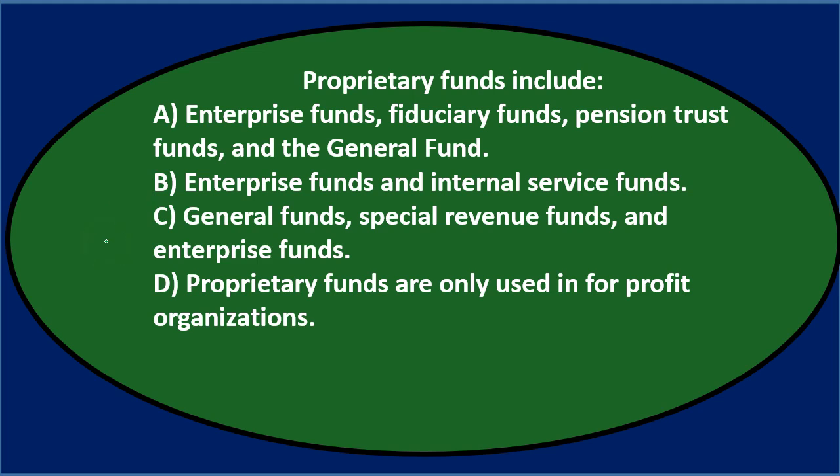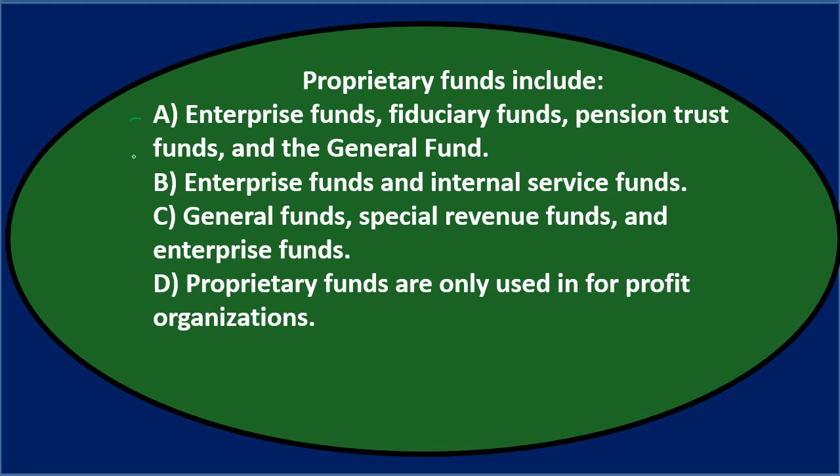Next question. Proprietary funds include either A, enterprise fund, fiduciary funds, pension trust funds, and the general fund, or B, enterprise funds and internal service funds, C, general funds, special revenue funds, and enterprise funds, or D, proprietary funds are only used in for-profit organizations. Let's go through this again using the process of elimination. Proprietary funds include either A, enterprise funds, fiduciary funds, pension trust funds, and the general fund. That sounds like a long list. Let's keep that for now and see if we can eliminate some of the others here.